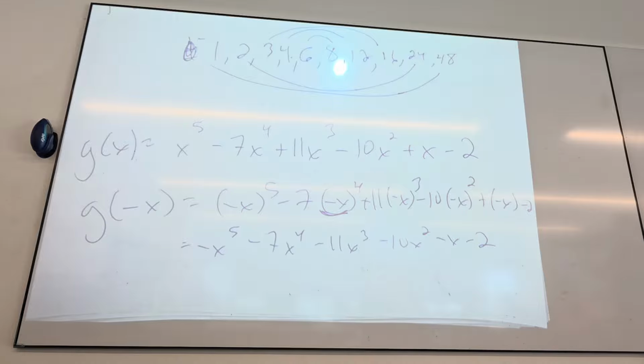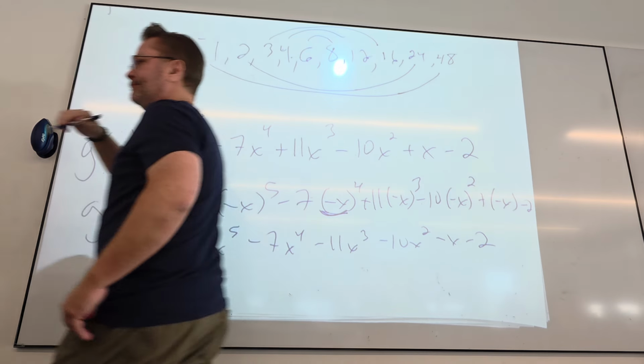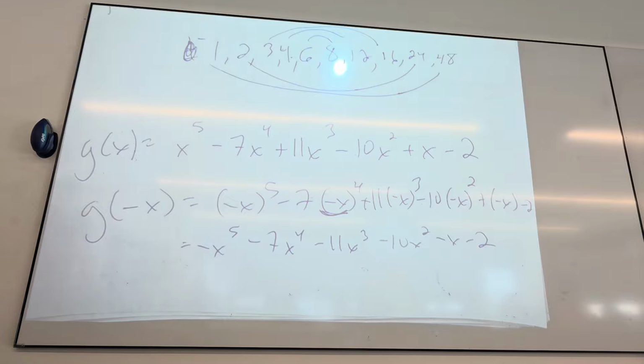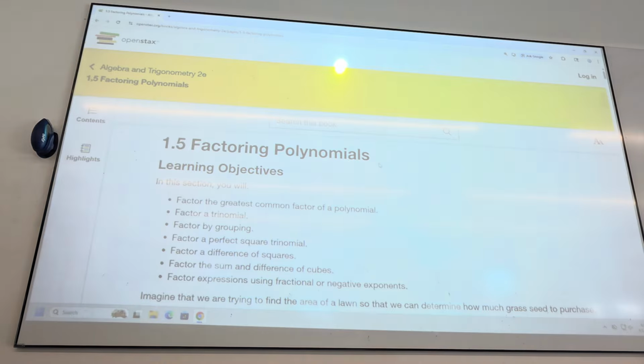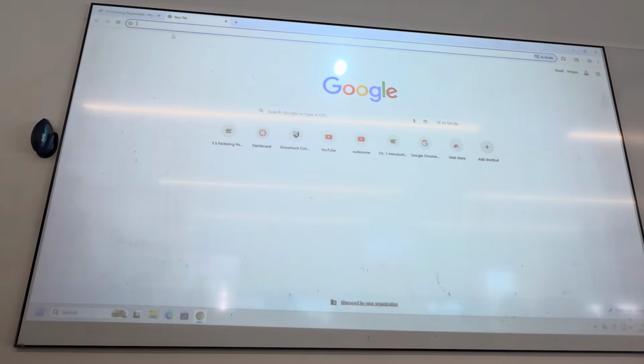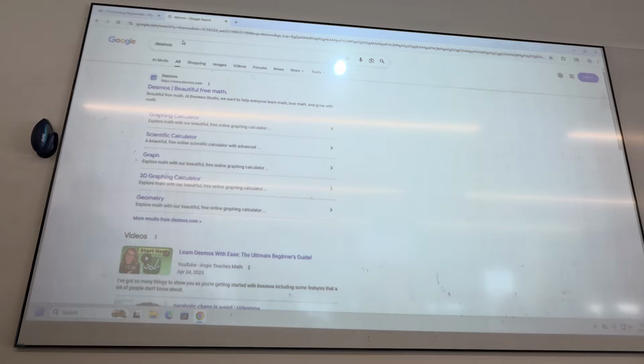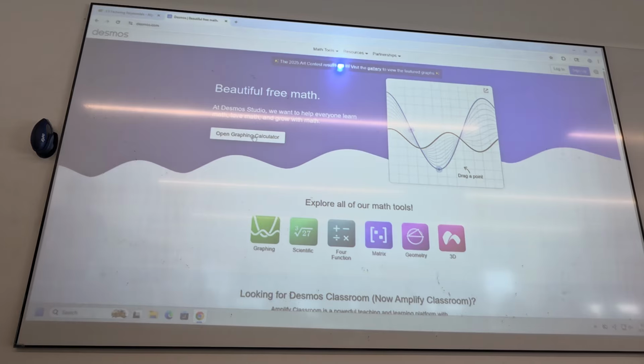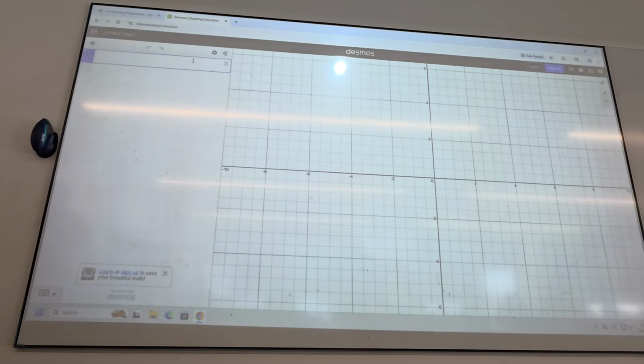No. Did I type it in wrong? Yes. I must have. No, I typed it in right. Here, let's look at it. Here, I'll use Desmos. Desmos is nice. All right, let's see. What was it? It was x to the 5th. Negative 0.24.